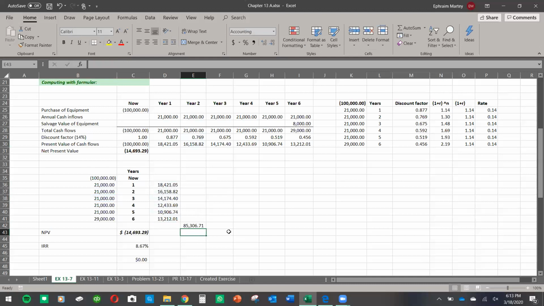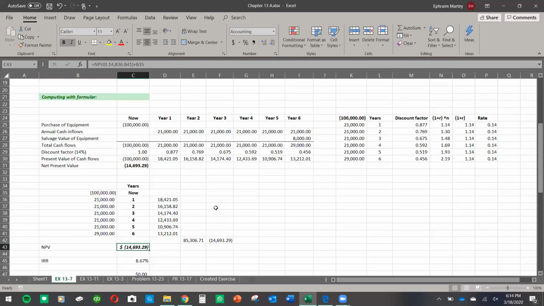But remember, we invested 100,000, so we have to take that one out. So this one plus the 100,000 we invested is worth 14,693.29. That's exactly what we have here. So you can compute it year by year and add them together, or you can just use the net present value and you find how much it's worth. I hope it makes sense.